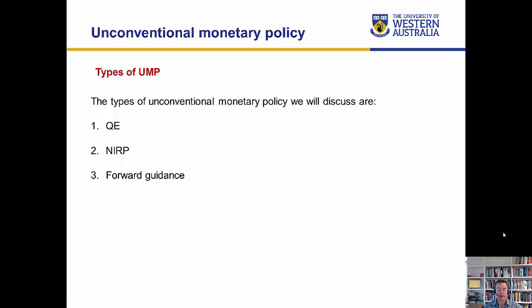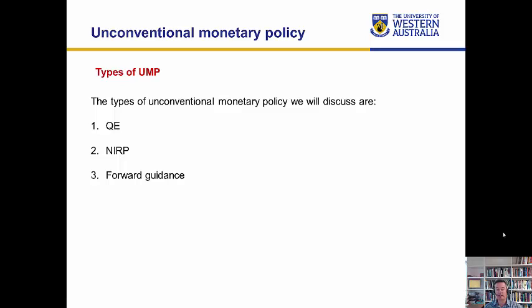The other side of the monetary policy topic is unconventional monetary policy, which has really come to the forefront and been quite a popular topic of debate and discussion since the global financial crisis. Now, the three different types of unconventional monetary policy that we have seen from central banks around the world: the major one is quantitative easing, the second one is negative interest rate policy, and the third one is forward guidance.